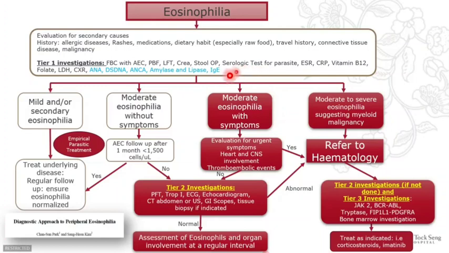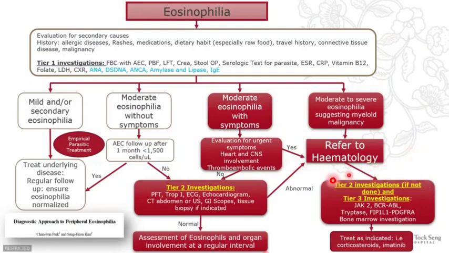However, if your patient has moderate eosinophilia with symptoms, usually these patients are admitted. You have to urgently evaluate their symptoms. They might have heart or CNS involvement, or thromboembolic events. But if they don't have, then still proceed with prior investigations. But if the patient does have symptoms, then you have to refer to us.